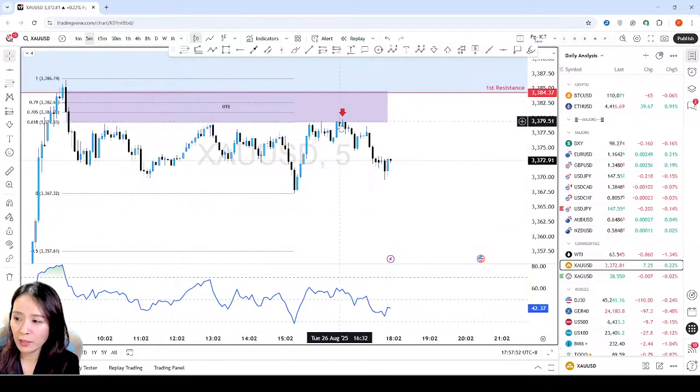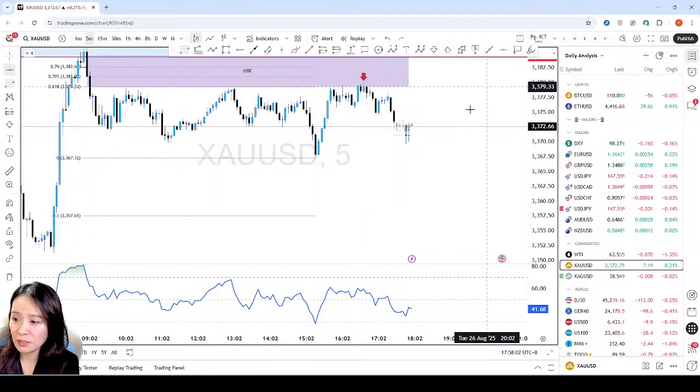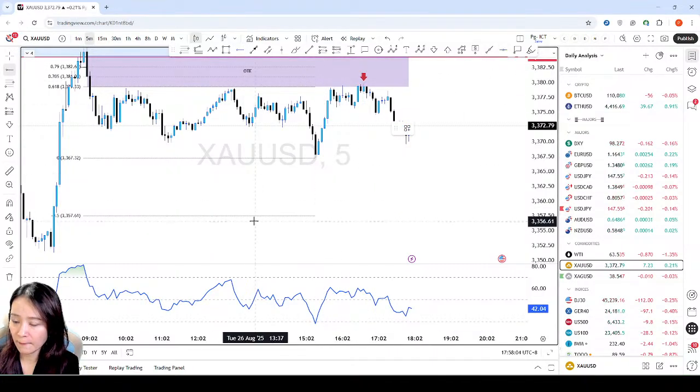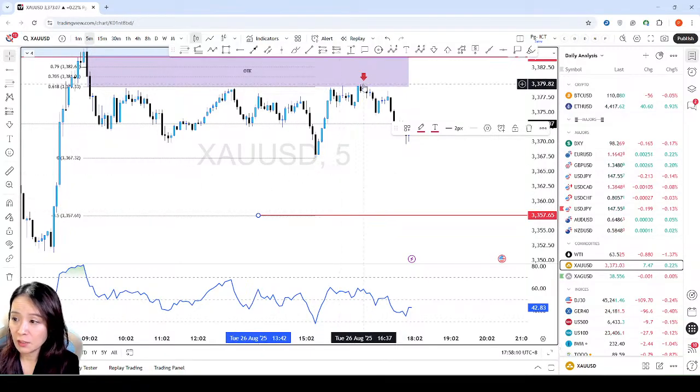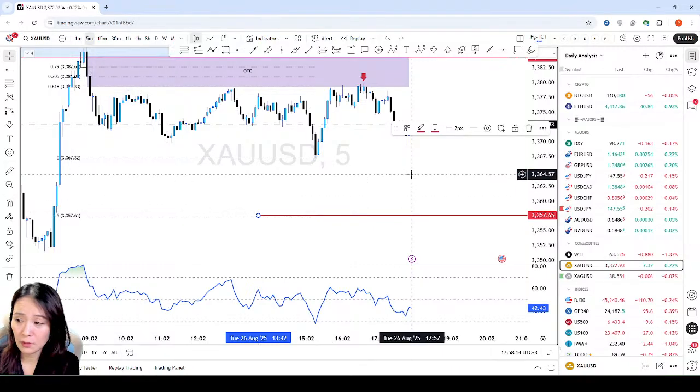So price went in, where at 3379, and then you sell here, price is falling. Your first TP is where? It's here, 55, 57, so it's about 100 pips. If you sold at 79 and price fell to 57, that's about 200 pips, right?